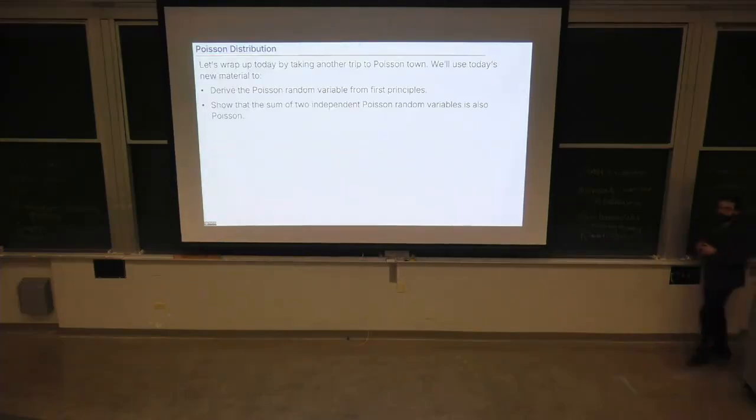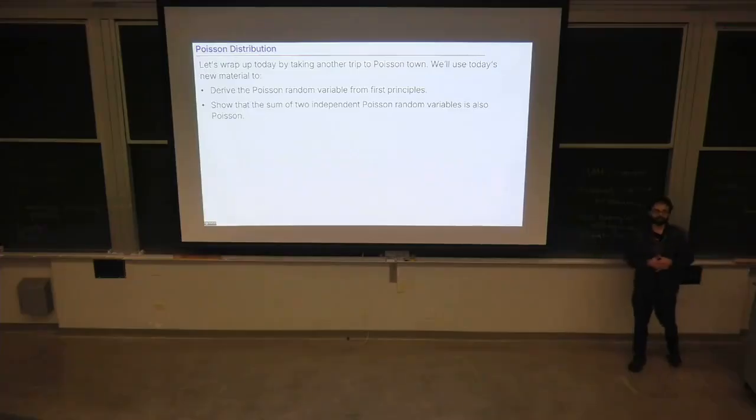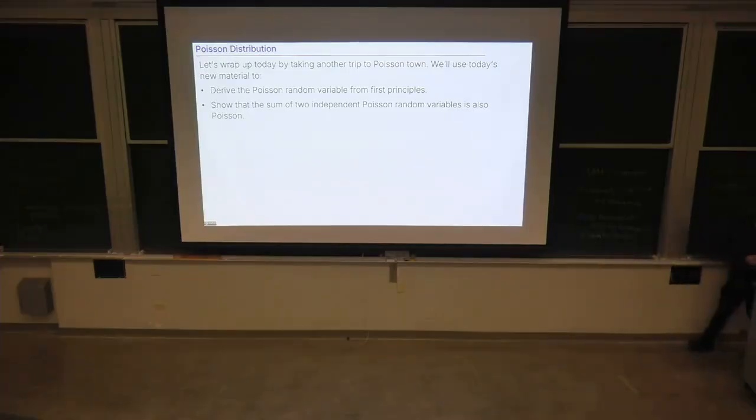So I'm going to wrap up today by going to Poisson Village, town, I guess, sorry, it's upgraded. We're going to use today's new material to derive where a Poisson comes from, and then if we have time, we're going to show that the sum of two independent Poisson random variables is also Poisson. So what is the Poisson random variable?